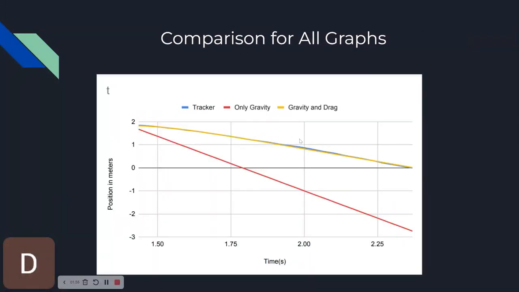So then here's a quick comparison of all the graphs. As you can see, the tracker and the one with gravity and drag are almost exactly the same, which is to be expected because the tracker was real world observation, and gravity and drag are what would both exist in the real world. Then looking down at the only gravity line, we can see that it's different than all the rest, which is as we expect, and the position's going negative, which doesn't really make any sense in this scenario.